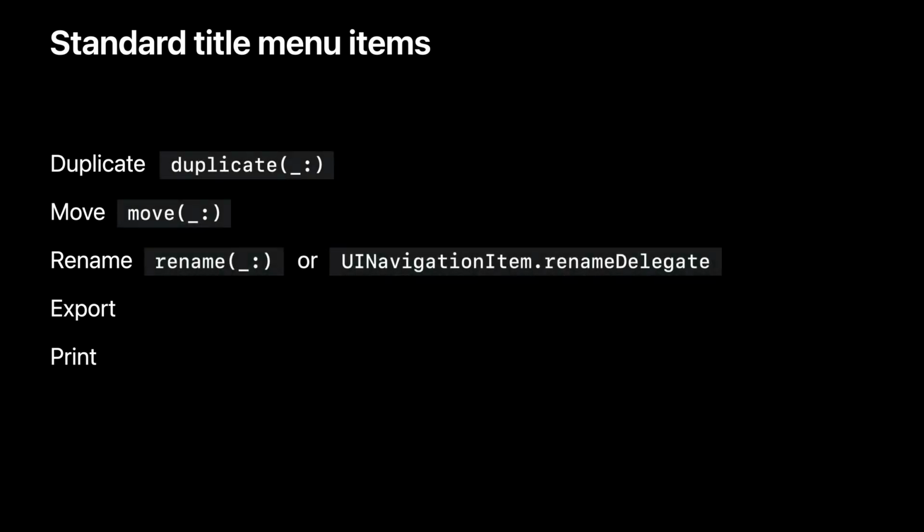Once enabled, the default title menu offers 5 commands: duplicate, move, rename, export, and print. These items are filtered based on specific methods in your responder chain. UINavigationBar has specific support for renaming, and so it will also be included if you've implemented a rename delegate.